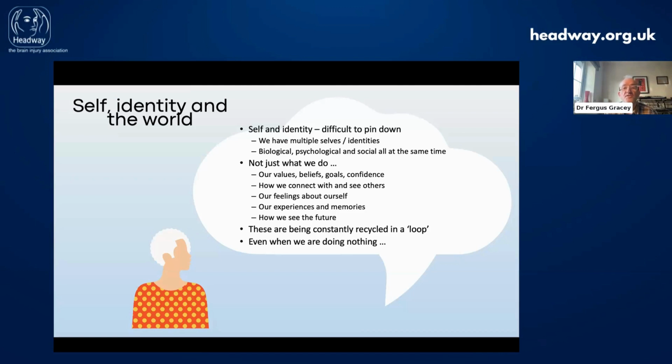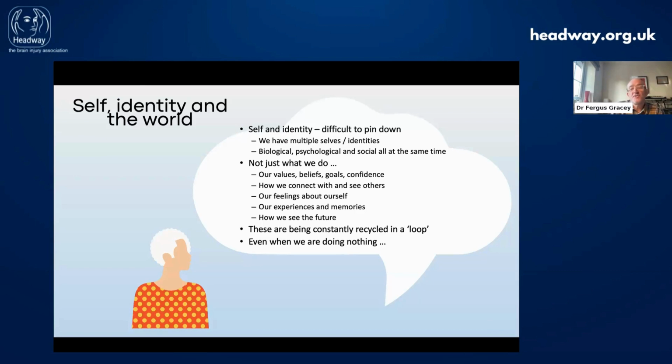Identity isn't defined just by what we do, but also by our values, beliefs, our goals, how we connect with and how we see others, our feelings about ourselves, our experiences and our memories, and how we see the future. And these are all constantly being recycled whenever we're engaging in an activity. You know, am I on track? Does this feel right? Is this the kind of thing I do? Are the people around me my kind of people? The back of our mind is constantly monitoring for this, even when we're doing nothing.